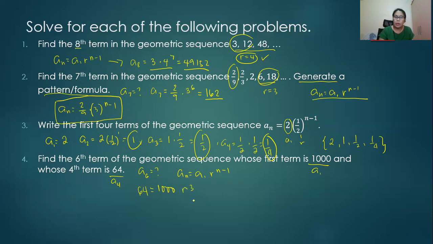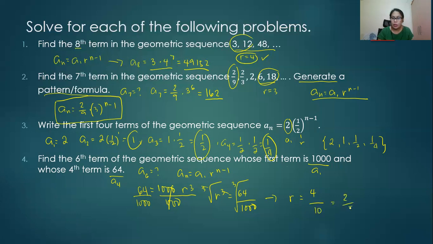From here, simplifying the expression, we have to divide both sides by 1,000 so I isolate r cubed. So we have r cubed equals 64 over 1,000. Now we want to solve for r, so we have to extract the cube root of both sides. So this will be canceled. So we have r equals, the cube root of 64 is 4, while the cube root of 1,000 is 10. And this is equal to 2/5. So therefore, r is 2/5.